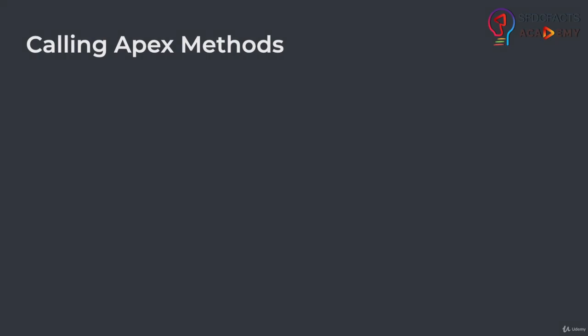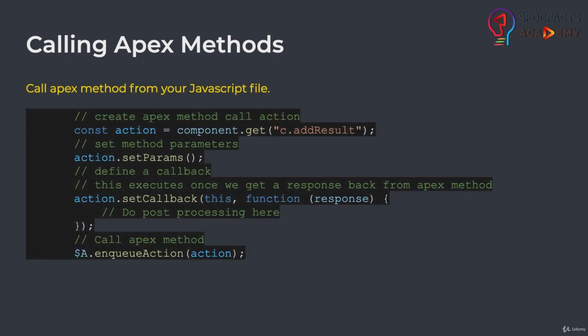Now in our step 3, we just need to call our Apex method from any of our JavaScript files. It can be our controller file, it can be our helper file, or it can be our render file as well. As part of this syntax, first you need to define an action, which we call an Apex method call action. Here you need to give your Apex method name, which is addResult, and before that you need to give the namespace.